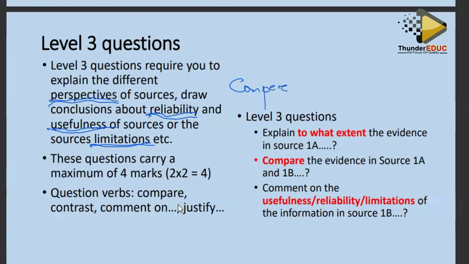Compare source 1A and source 1B with regard to the Berlin Wall, or with regard to the Berlin crisis, with regard to whatever historical event is there. We are trying to look at the different perspectives of sources and see how sources tend to agree with each other, how they tend to be similar to each other, how they tend to contrast each other or oppose each other. That is basically what we are looking at when we are dealing with level 3 questions.